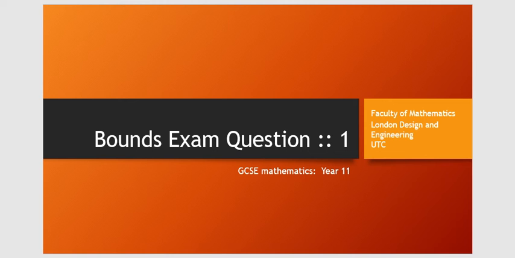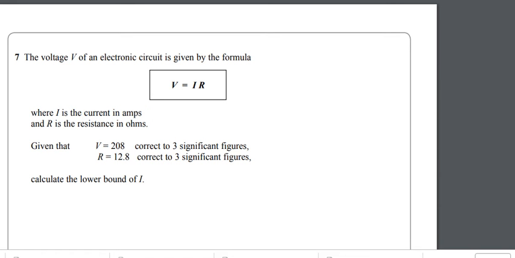Okay, you're going to look at an exam question involving upper bound and lower bound as part of the GCSE maths syllabus. Let's take the first question then. So this question, let's read it together.